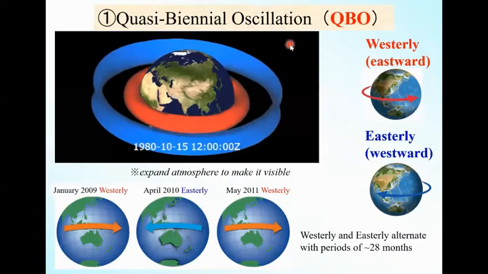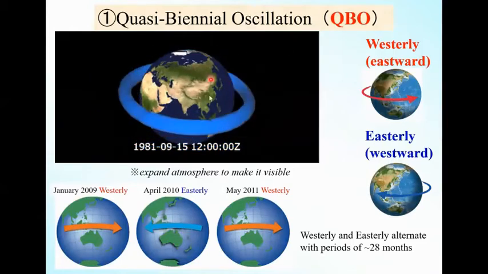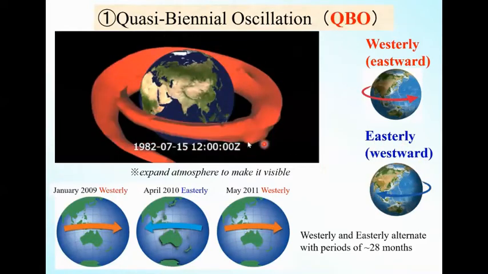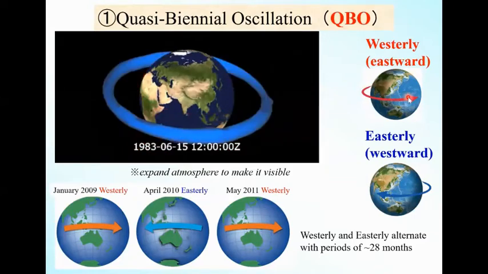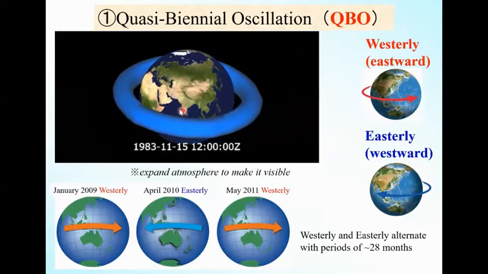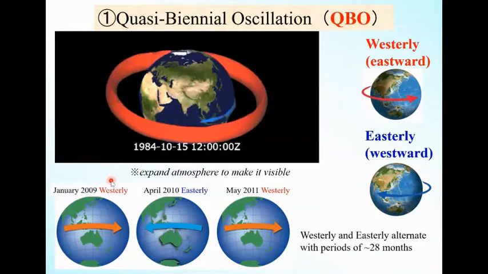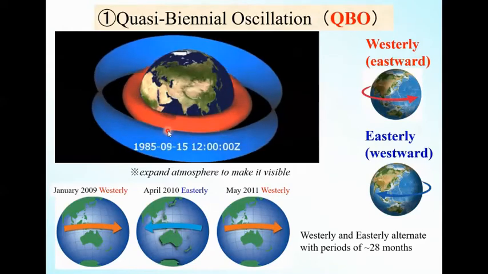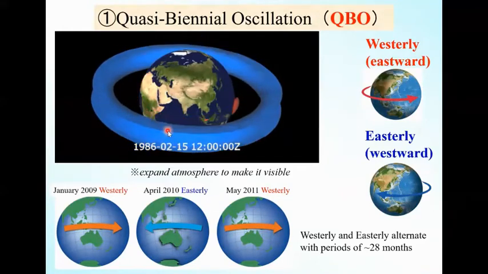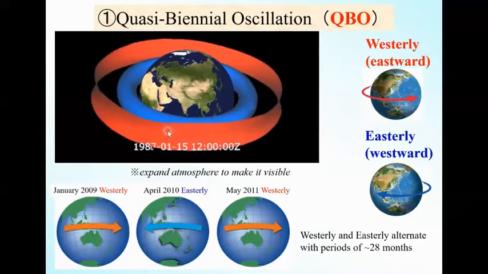I will explain the quasi-biennial oscillation in the stratosphere. This is a movie. Here is the Earth, and blue color is easterly, a westward wind, and red color shows westerly, sometimes called eastward wind. Please note that this is an expanded atmosphere to make it visible. In the stratosphere, in the equatorial region, there are westerlies and easterlies which alternate with a period of about 28 months. That is why this oscillation is called the quasi-biennial oscillation.